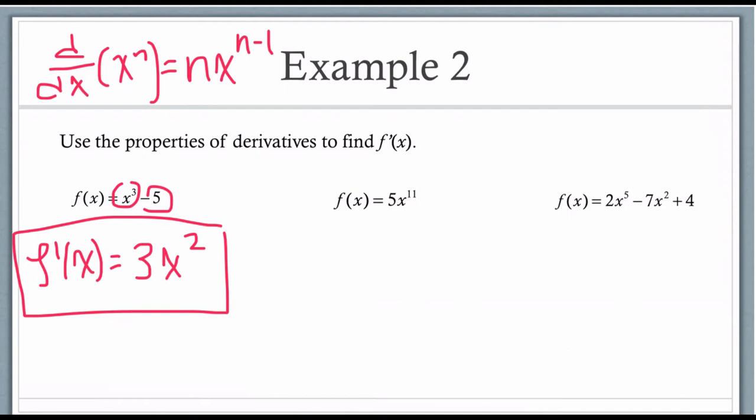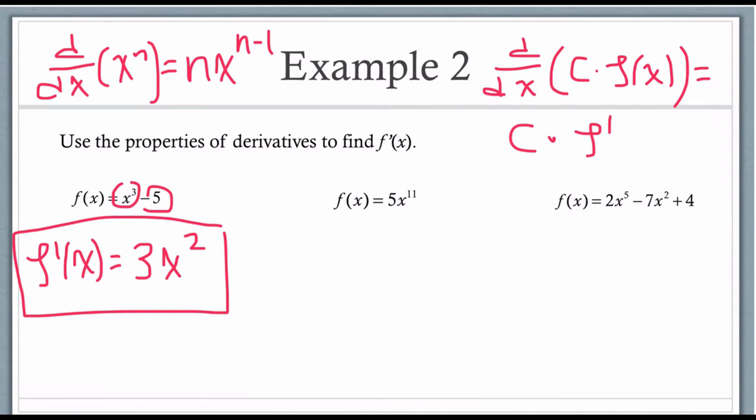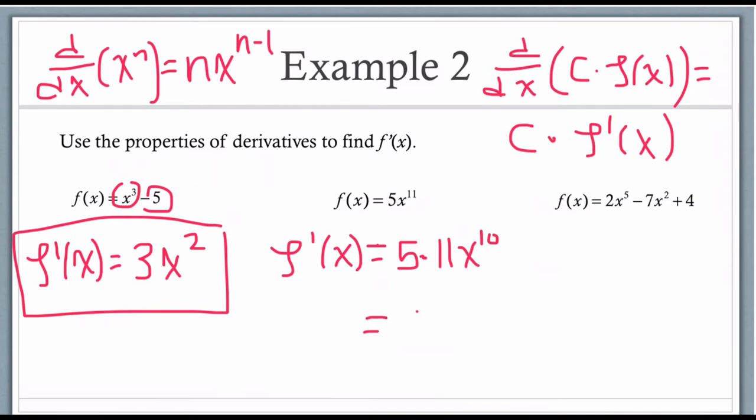In the second example, I have 5x to the 11th power. If you remember from our properties, if I have the derivative of a constant times a function, we take the derivative of the function like we normally would and multiply that with the constant. So here I have 5x to the 11th. Well, the derivative of x to the 11th is 11x to the 10th. But now I'm multiplying that with the constant 5 that I already had. So when I simplify, it's 55x to the 10th.